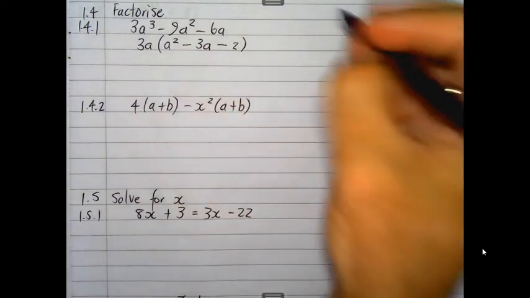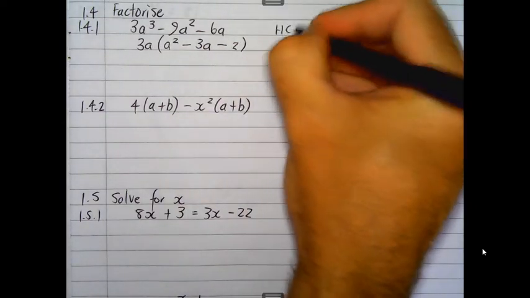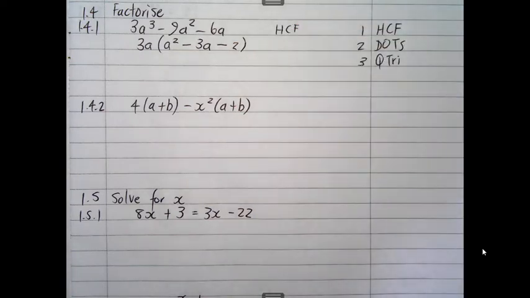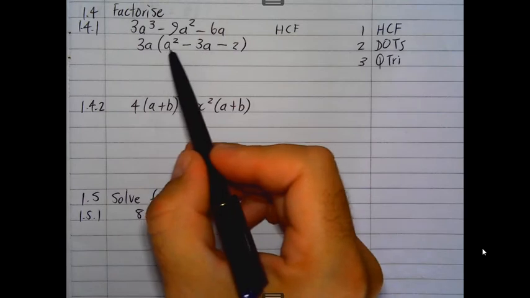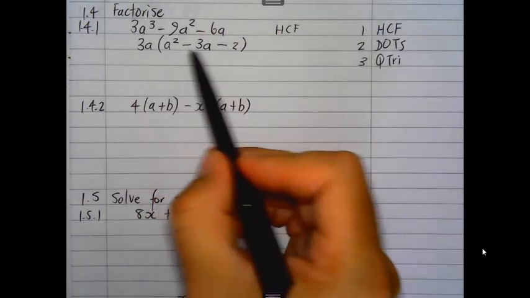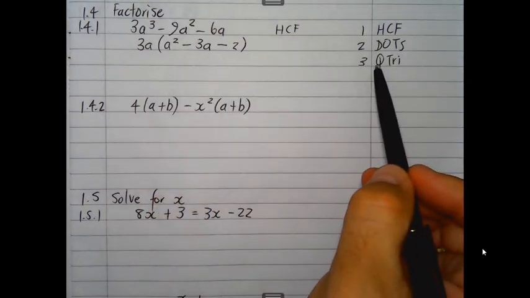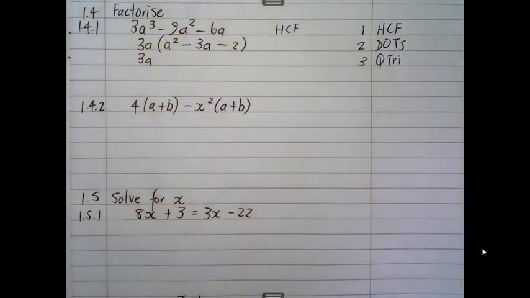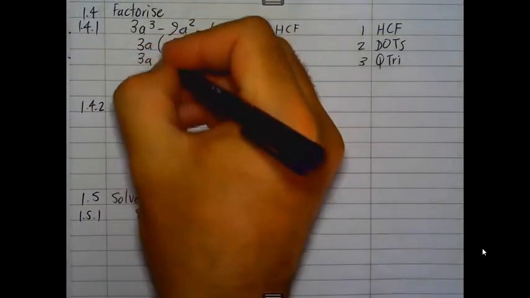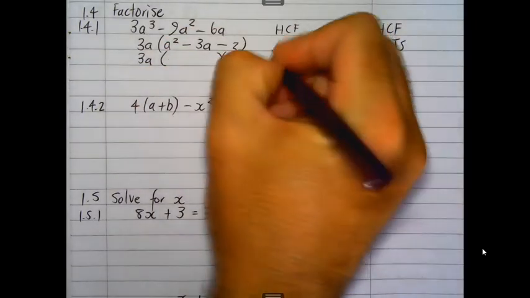So I've successfully HCF'd. Now, although you'd be tempted to move on to the next question, we can actually do something more. This bracket is going to be a quadratic trinomial. That means that 3a is going to just sit there in the front, and we're going to form two brackets like that.